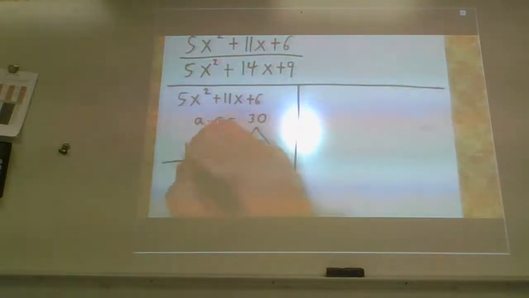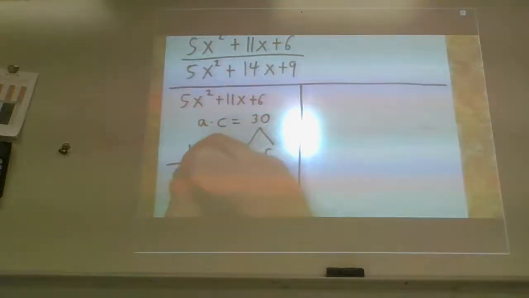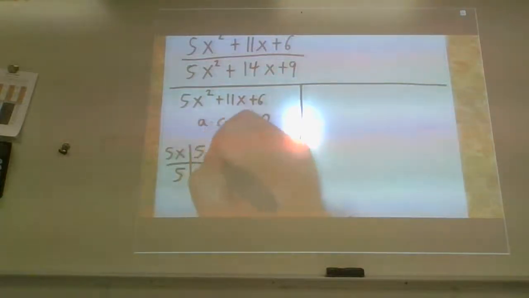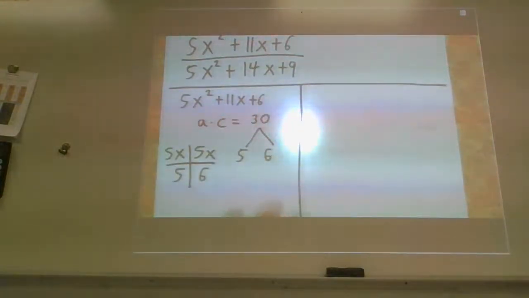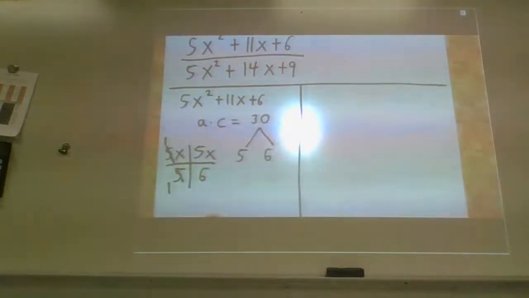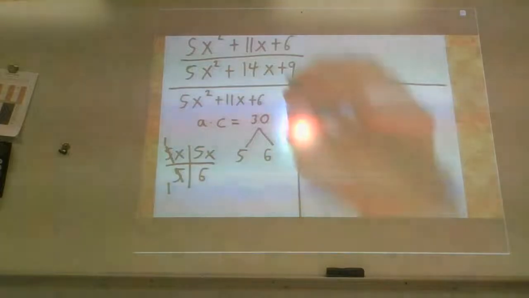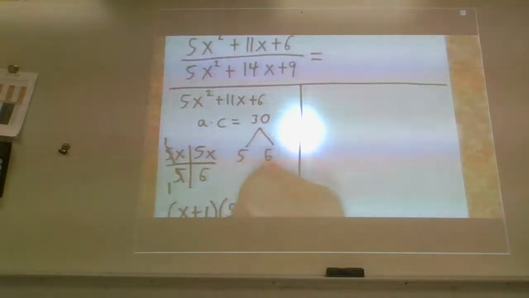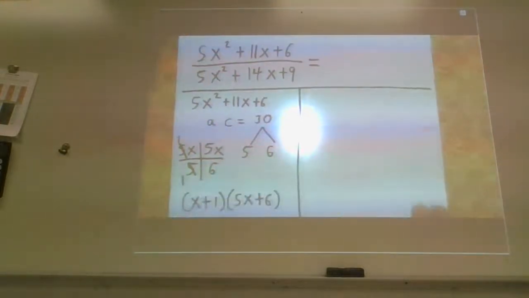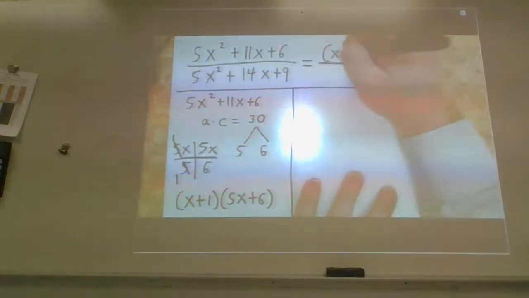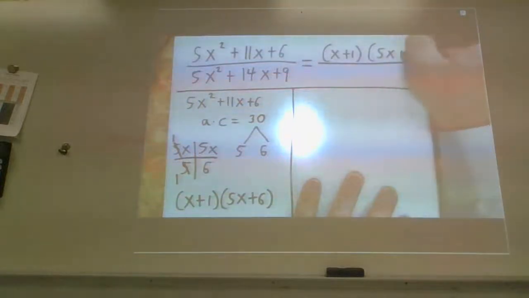But now, again, reminding you of the T-chart. Magic numbers in the bottom. I put a 5x and a 5x in the top. I have to simplify that down if it can simplify. And 5 over 5 does indeed simplify to 1 over 1. Thus, my brand new numerator is x plus 1, 5x plus 6. And I'm going to put that over here as my brand new numerator. X plus 1, 5x plus 6.